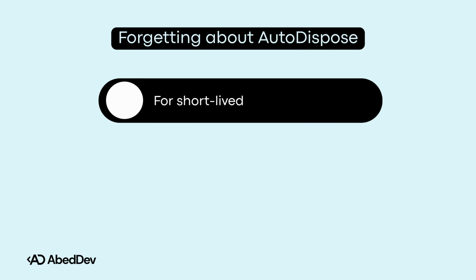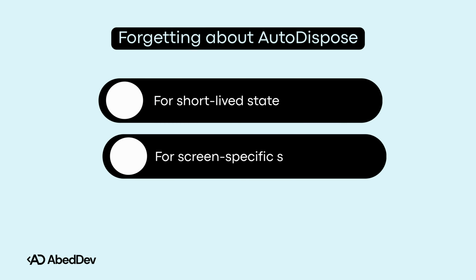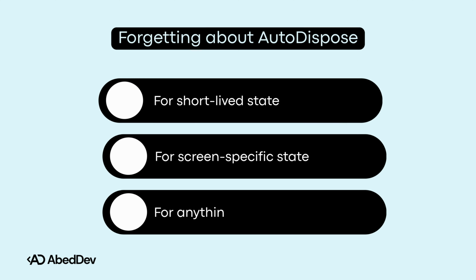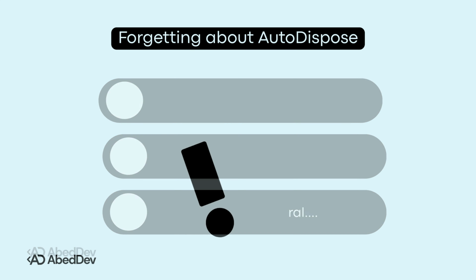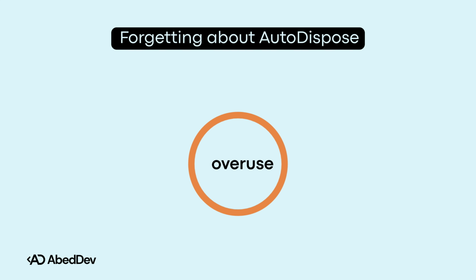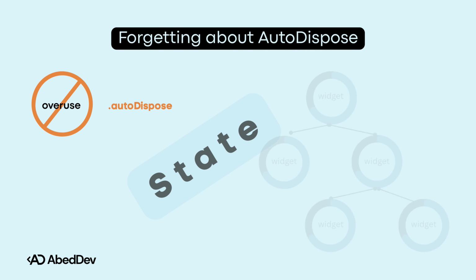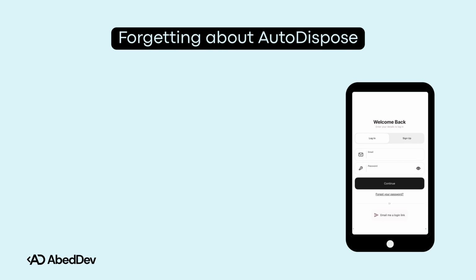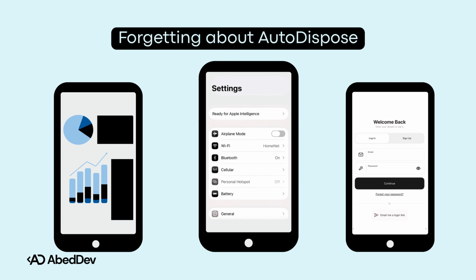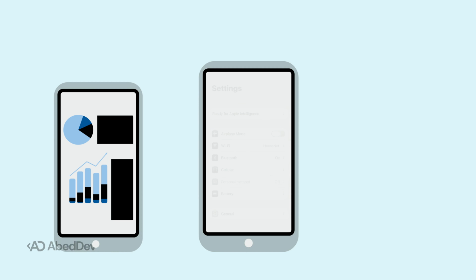So, when should we use autoDispose? For short-lived state like dialogues, forms, or wizard steps. For screen-specific state that shouldn't survive navigation. For anything ephemeral that doesn't need to persist across your app. But here's an important nuance: don't overuse autoDispose. If you want state to persist even when your widget tree is rebuilt, for example a user login session, app settings, or cached data, then you shouldn't dispose it automatically.